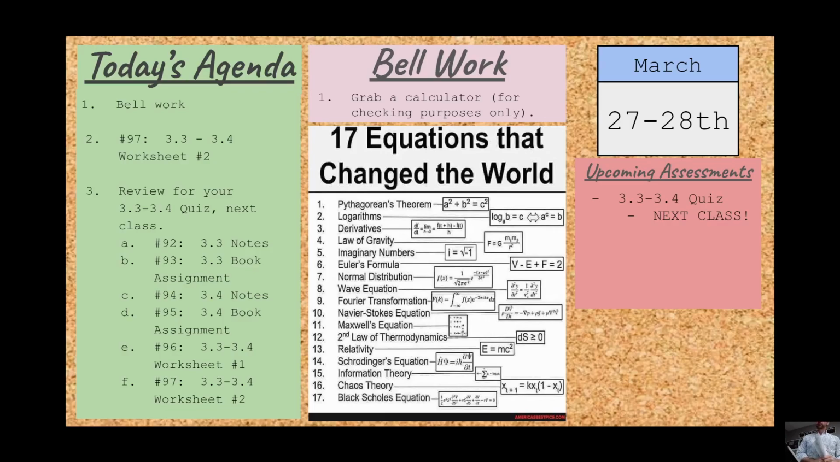Reminder that before we went on break, we were working on sections 3.3 and 3.4. Section 3.3 was mostly about change of base, and expanding and condensing logarithms. And then 3.4 was all about solving equations. Before break, one of the assignments you did was worksheet number 1, which was basically a practice quiz, to give you an idea of what you should expect for this.